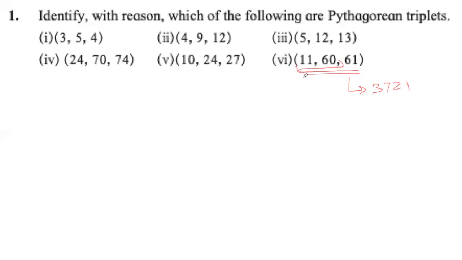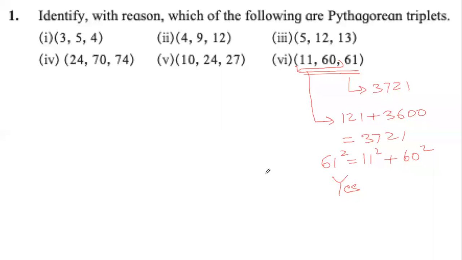When you take the smaller numbers, 11 square is 121, 60 square is 6 into 6, 36, and 2 zeros, so it becomes 3600. When we add, it comes to 3721. So here also, we are seeing 61 square equals 11 square plus 60 square. So we will say yes, this is a Pythagorean triplet.